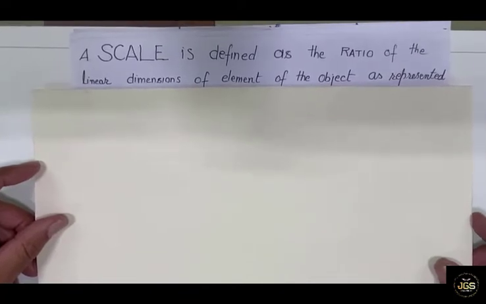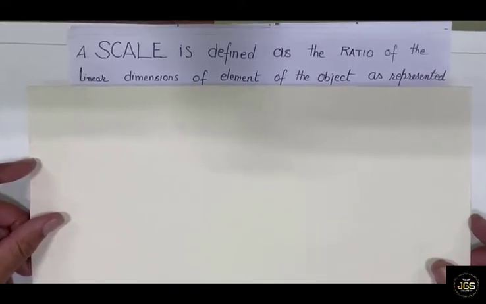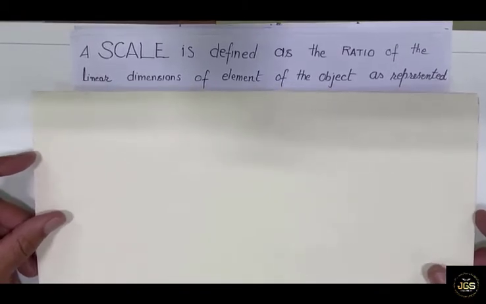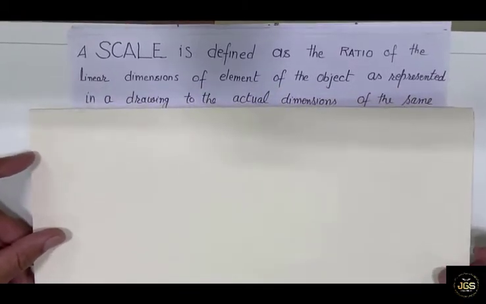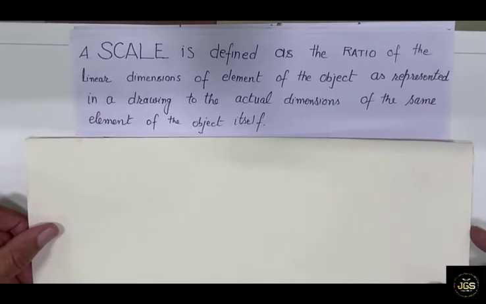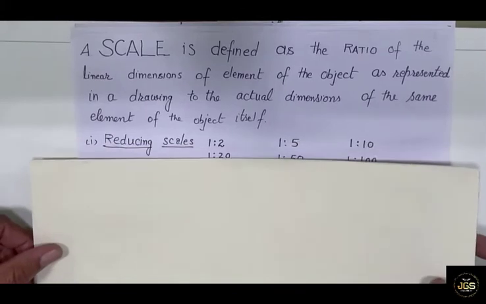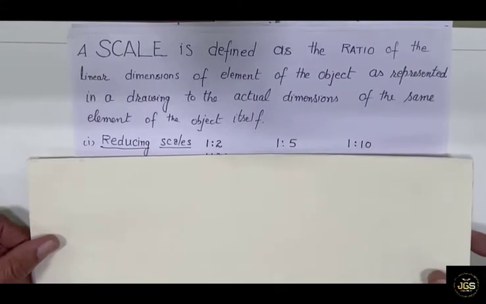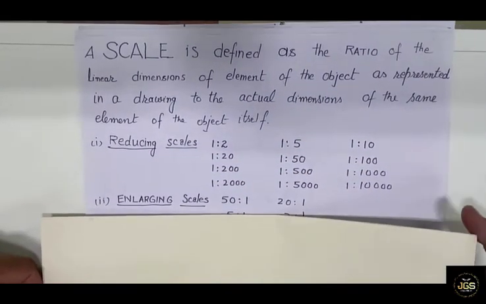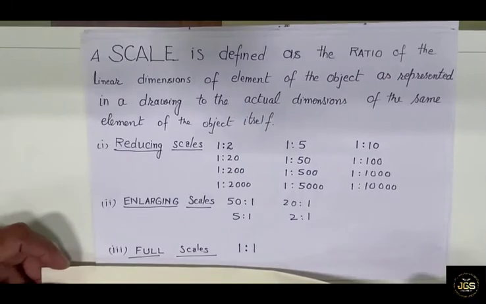A scale is defined as the ratio of the linear dimensions of the element of the object as represented in a drawing to the actual dimension of the same element of the object itself. It may be of two types. First is reducing scales. Then second one is the enlarging scale, and third one is the full scale.